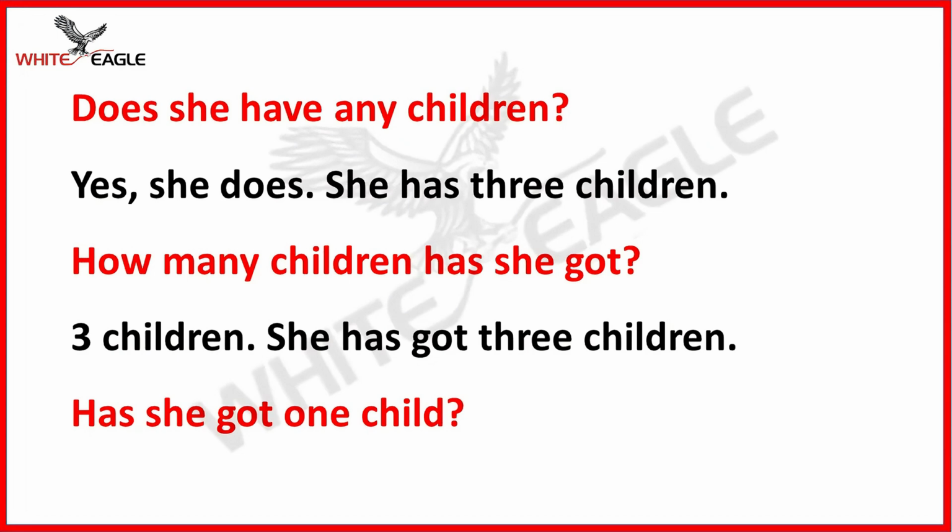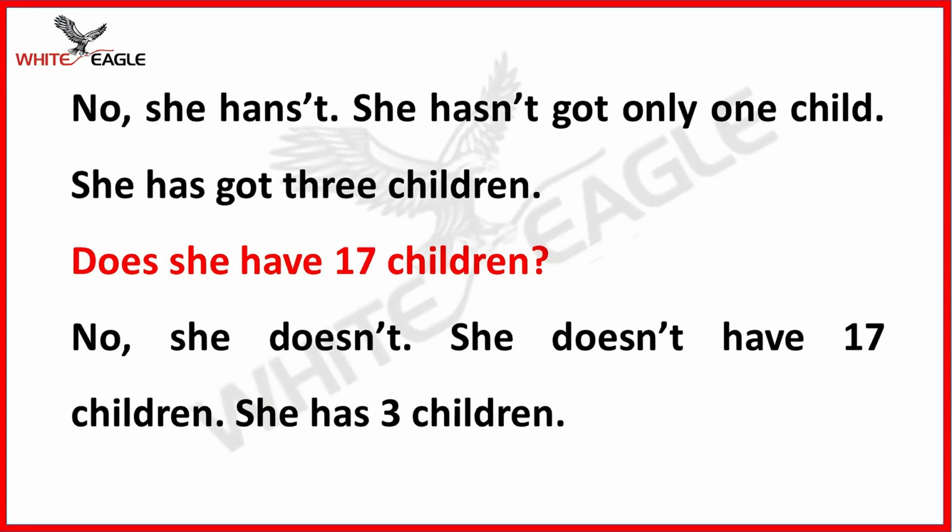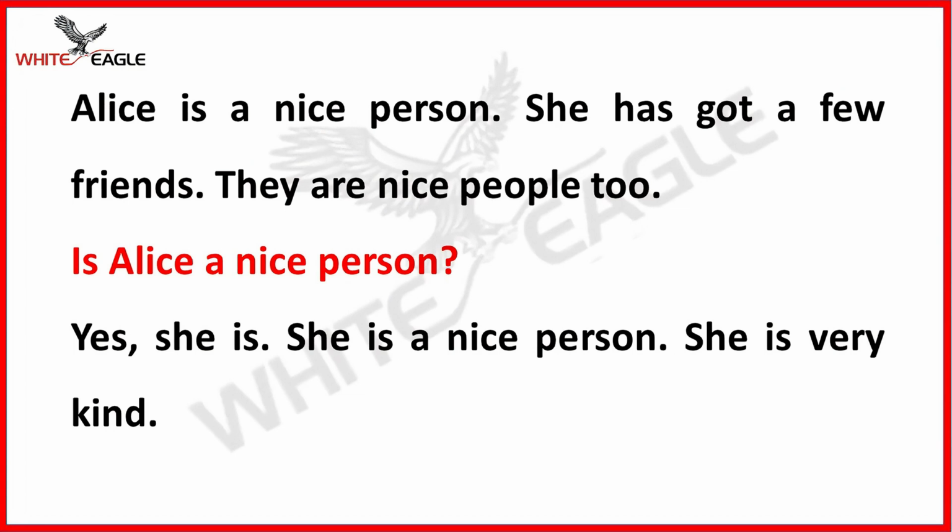Has she got 1 child? No, she hasn't. She hasn't got only 1 child. She has got 3 children. Does she have 17 children? No, she doesn't. She doesn't have 17 children. She has 3 children. Alice is a nice person.